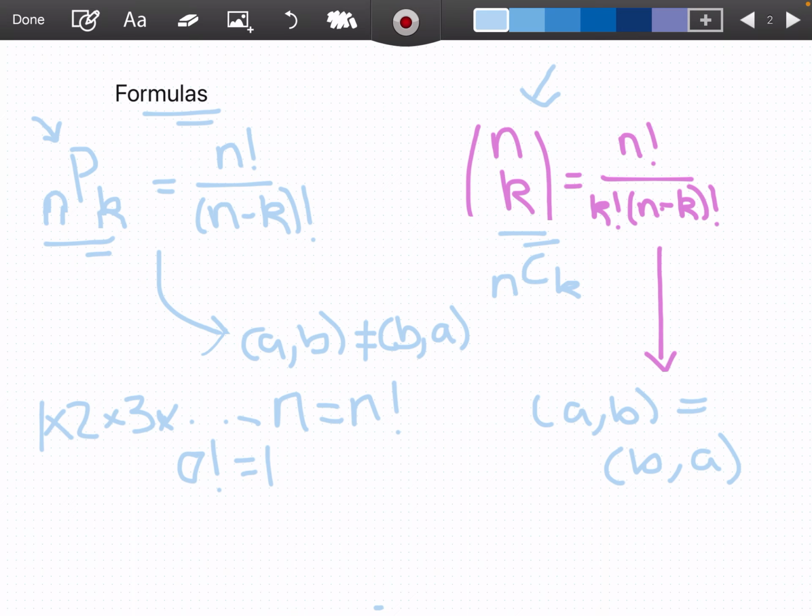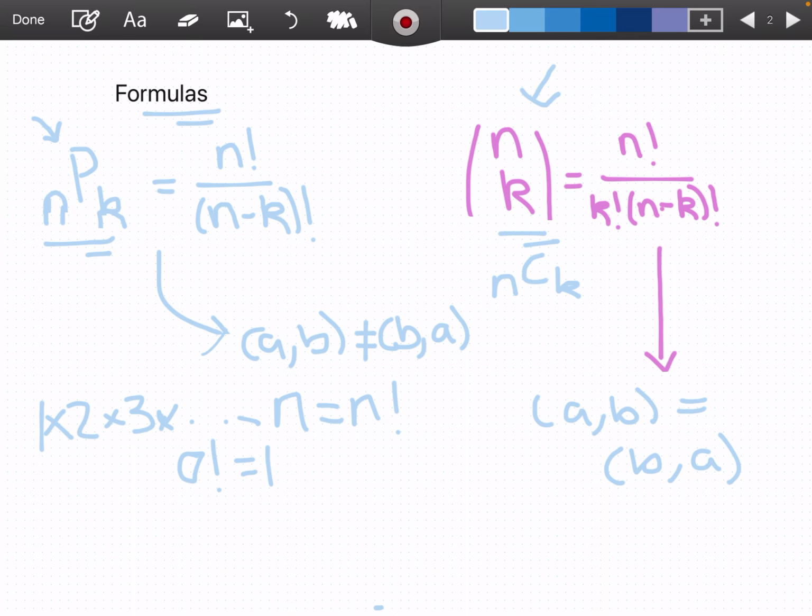So we can use our formula for combinations, which says 5 choose 0 would be 5 factorial over 0 factorial times 5 factorial. That's equal to 1. Then you have 5 factorial over 1 factorial times 4 factorial, and that's equal to 5. And you have 5 factorial over 2 factorial and 3 factorial. That's 10.